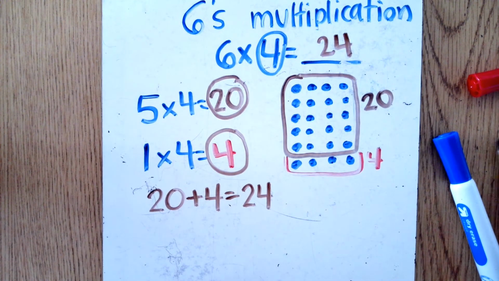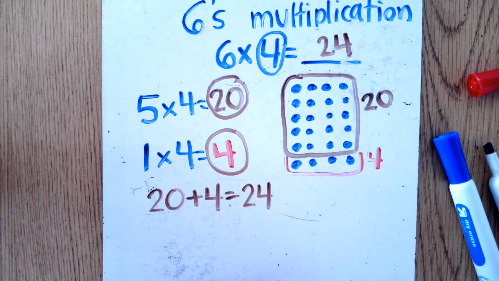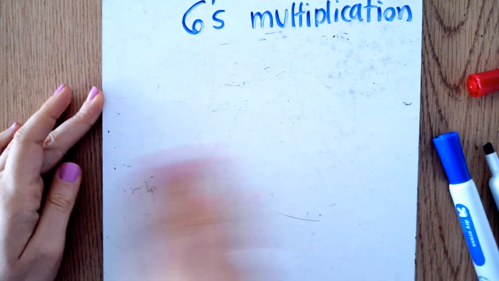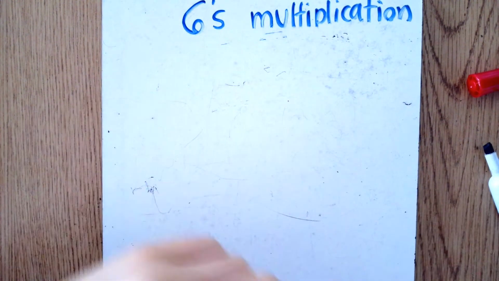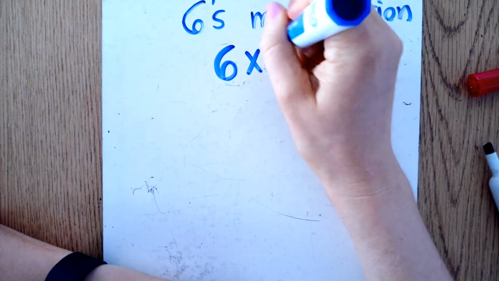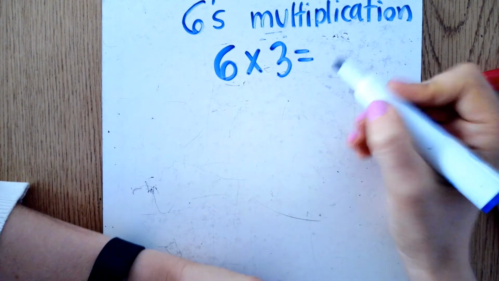So again, that build-up strategy splits up that 6 into 5's and 1's multiplication. And then we just add those two answers together. Okay, so let's try another one. This next one will be 6 times 3. And I'll make an array right here to help us show that work.